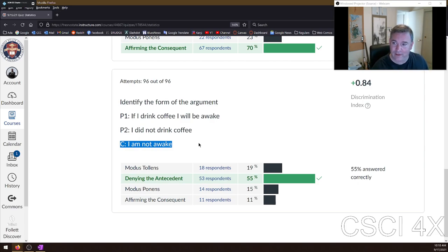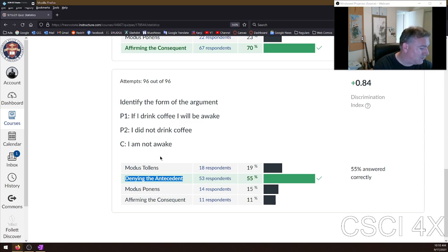And that's the whole thing about a deductive argument. A valid deductive argument is one in which if the premises are true, the conclusion must be true. But I could just have gotten a good night's sleep. All right? I didn't say anything about what would happen if I don't drink coffee. So this is a denying the antecedent fallacy.